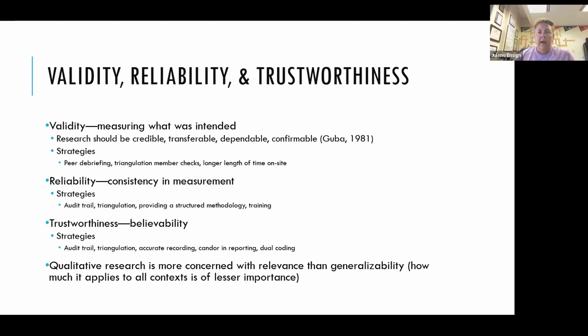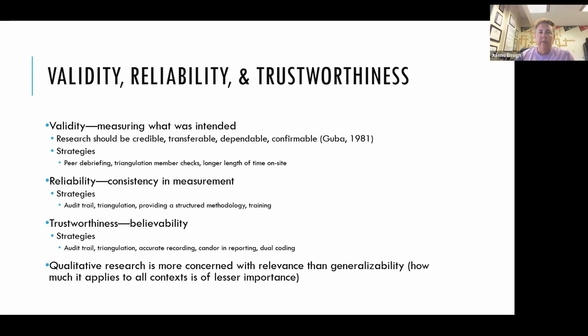Member checks means that I am checking back with the person who I interviewed or surveyed to make sure that how I am displaying the data, or my understanding of the data, is accurate. Longer research studies tend to have more validity because there's more of a chance that you're seeing everything that could happen. And if things happen over and over again, you can be pretty sure that that is the quote unquote normal.